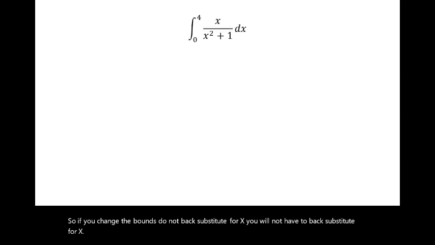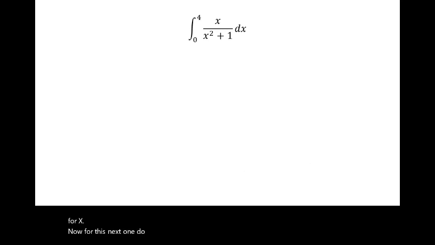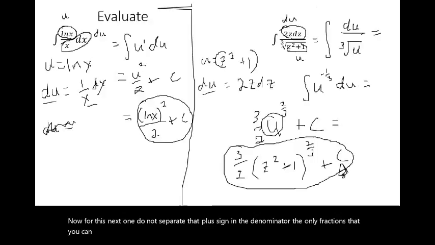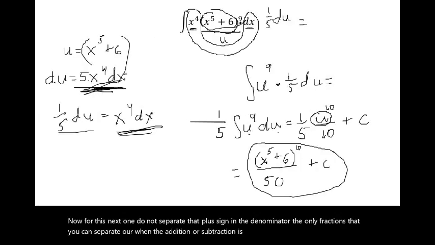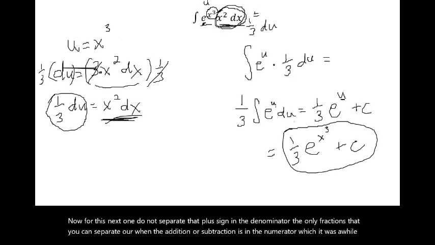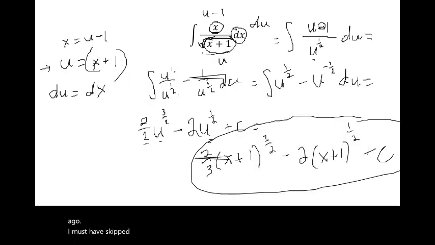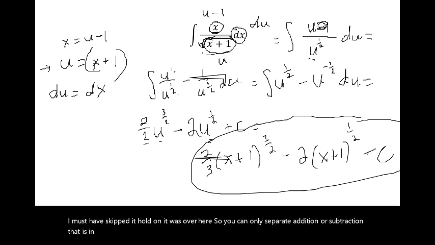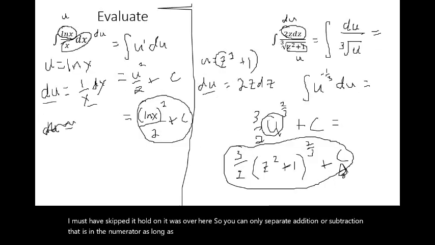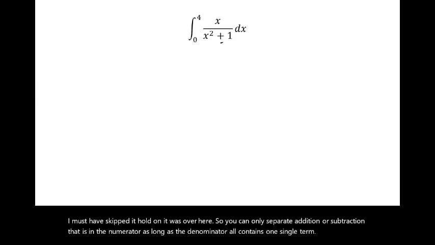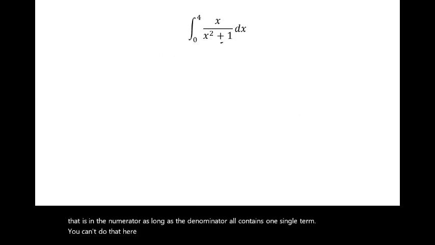Now for this next one, do not separate that plus sign in the denominator. The only fractions that you can separate are when the addition or subtraction is in the numerator, which it was a while ago. I must have skipped it. Hold on. Yeah, it was over here. So you can only separate addition or subtraction that is in the numerator as long as the denominator contains one single term. You can't do that here because the addition is in the denominator, so do not separate addition or subtraction in the denominator. So since there is no quotient rule for integrals, I'm going to try u-substitution.